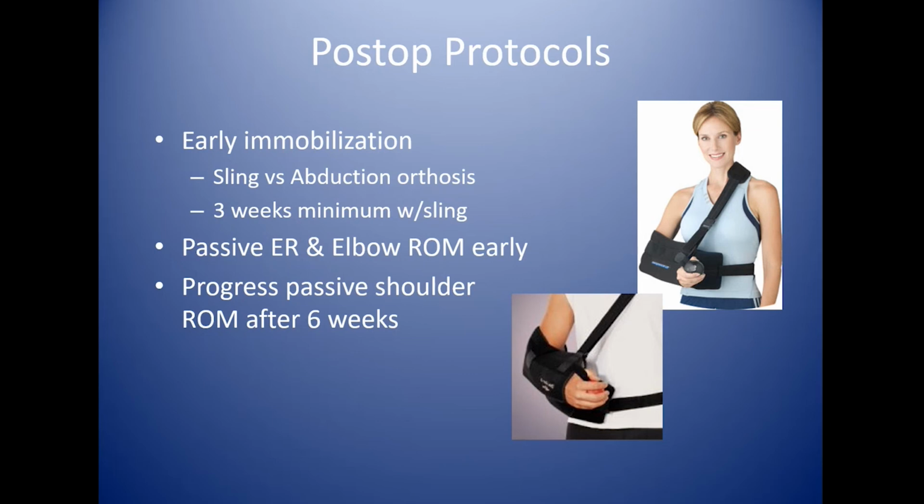You work on some external rotation early because you don't want to lose mobility, and moving your hand away with your elbow at your side doesn't put much stress on that area, and you get the elbow moving right away as well. And then gradually work into shoulder range of motion after 6 weeks.